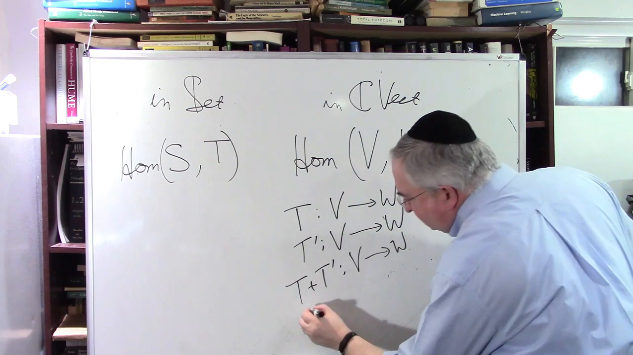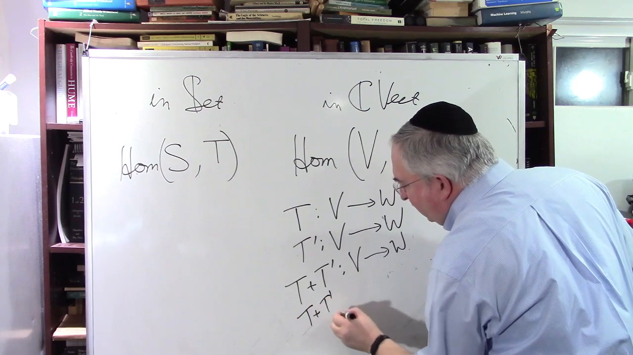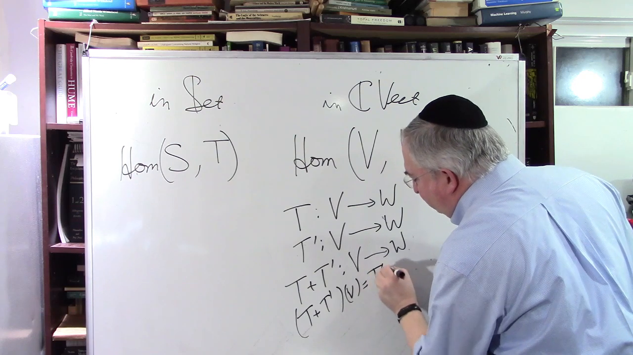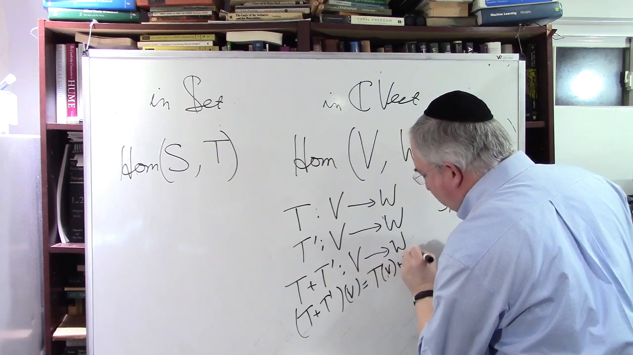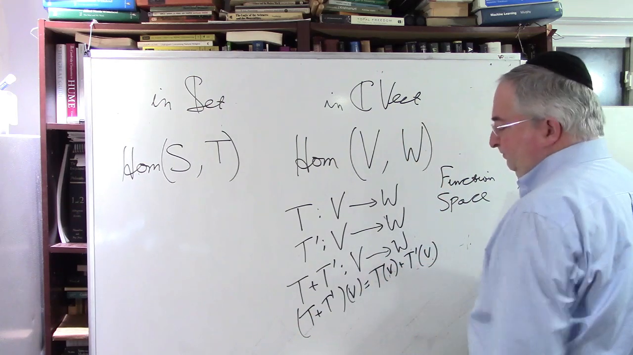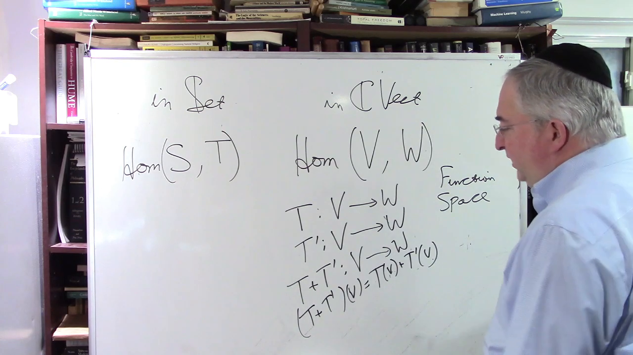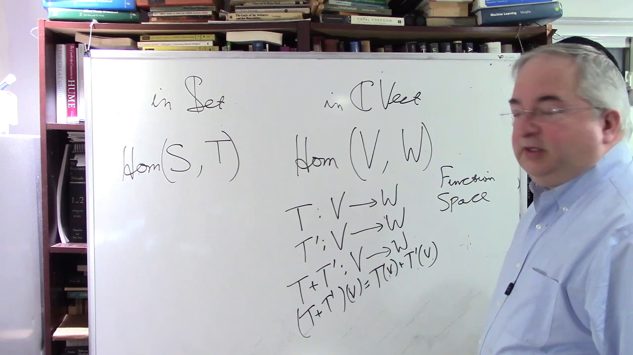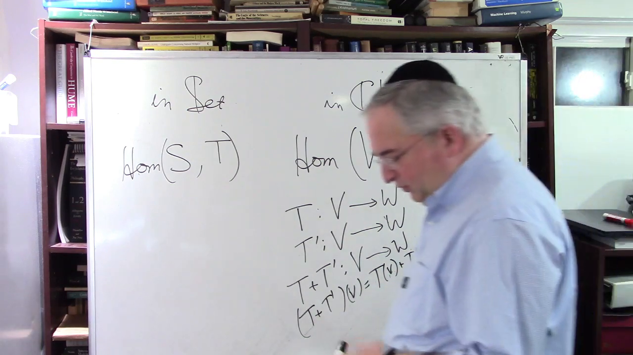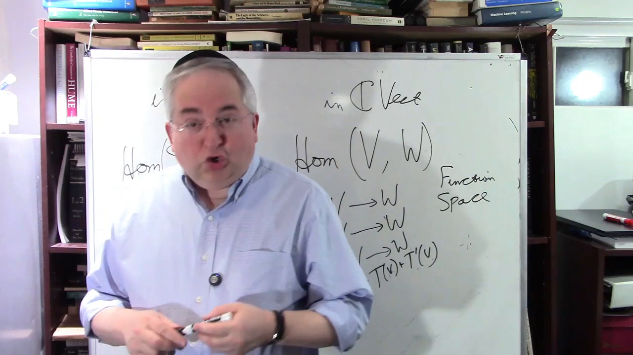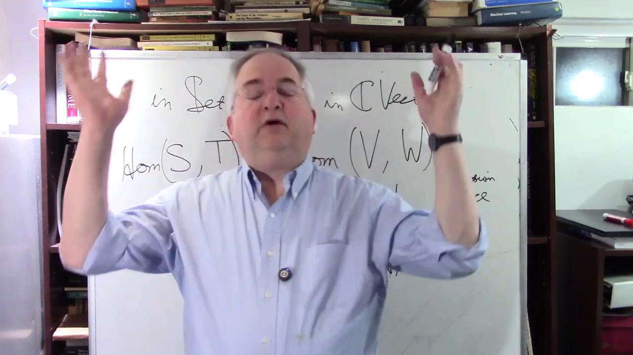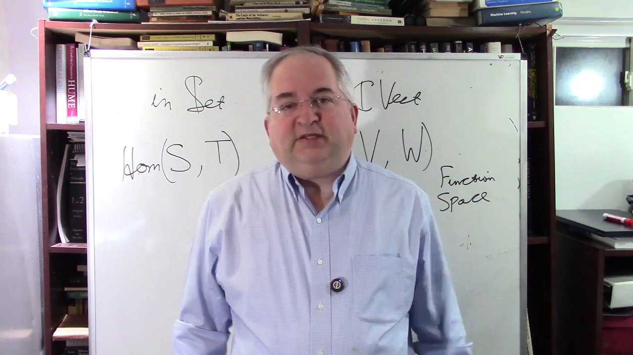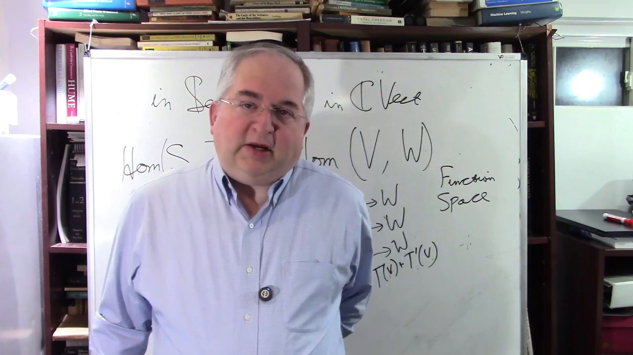T plus T prime of little v is equal to T of little v plus T prime of little v. So you can add them, and you can scale and multiply them, and it satisfies all the requirements. And there's a few more things. So this was a giant tour, in an hour and a half, of basic linear algebra, dealing with complex vector spaces.